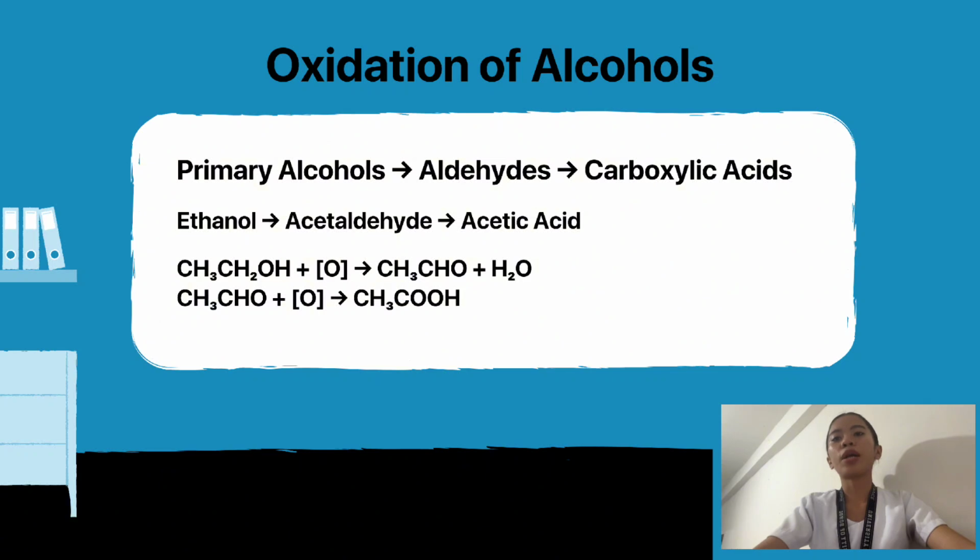So one of the most common reactions of alcohols is oxidation. Depending on whether the alcohol is primary, secondary, or tertiary, oxidation leads to different products. So let's break down how oxidation affects each type of alcohol. Primary alcohols undergo oxidation in two steps. First, they are oxidized into aldehydes, and with further oxidation, they form carboxylic acids. For example, ethanol first converts into acetaldehyde and then into acetic acid when an oxidizing agent is present.